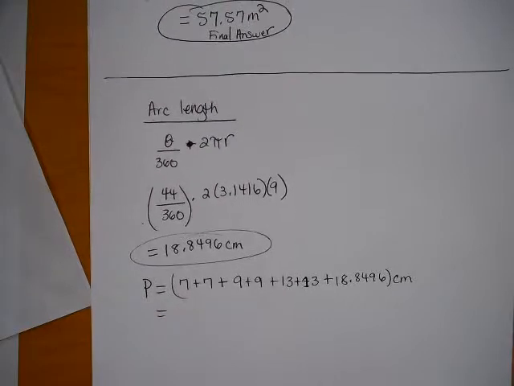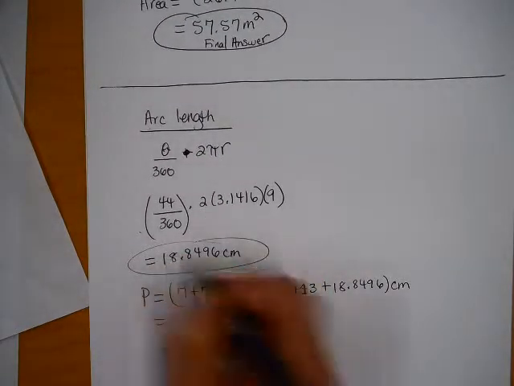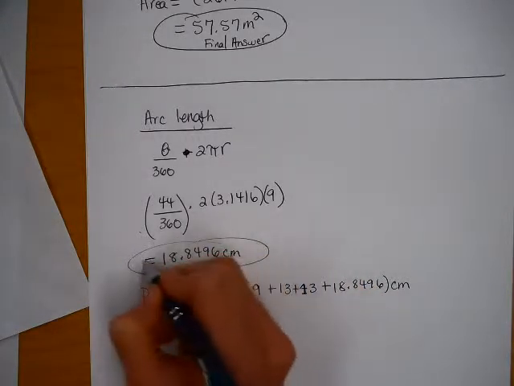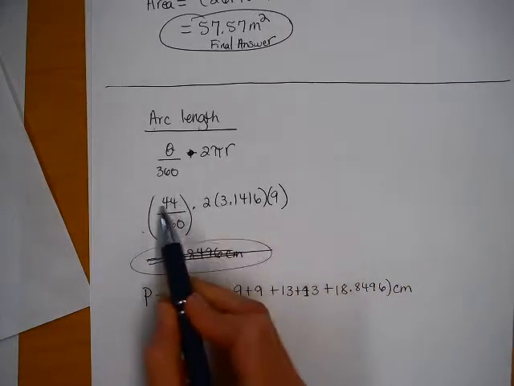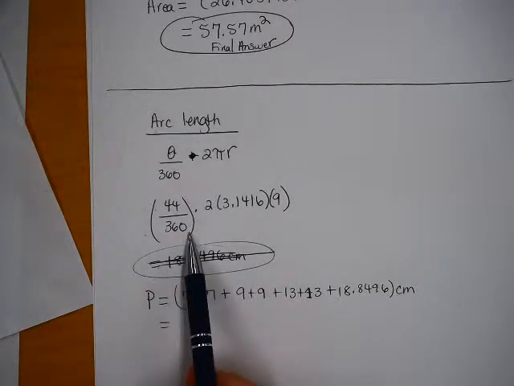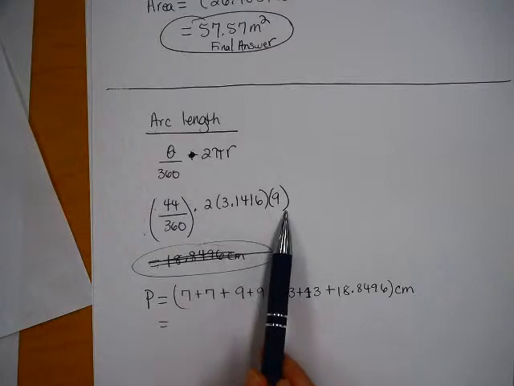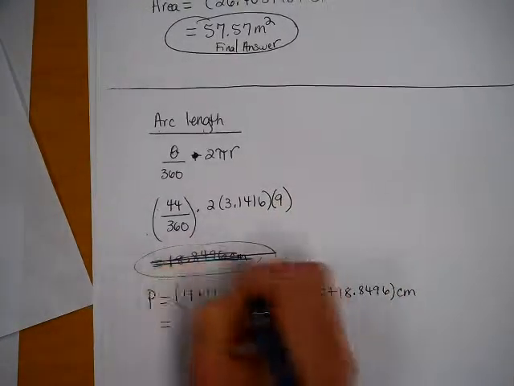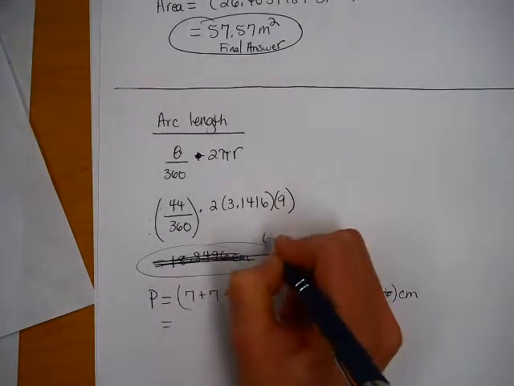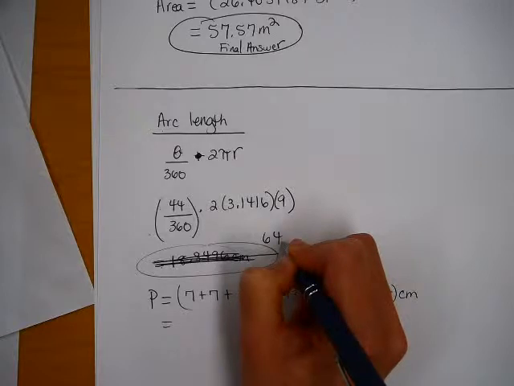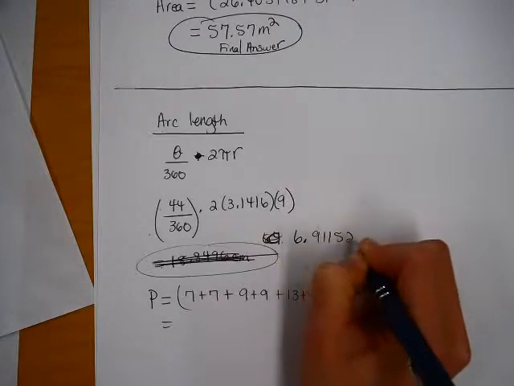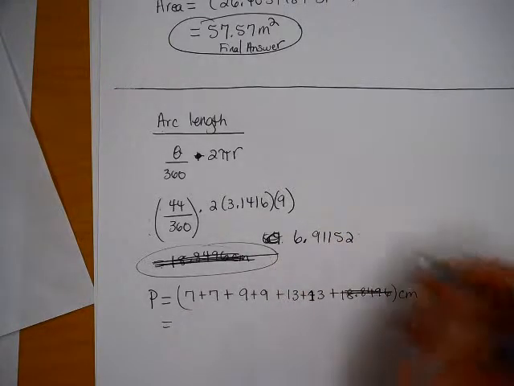I'm sorry, I think I gave the other problem's arc length here. Let me go back to this for just a second. I'm sorry, I was given part B there. If you've typed in parentheses 44 divided by 360 close parentheses times 2 times 3.1416 times 9, I'm sorry, this was not the correct arc length. That was for part B that we're about to do. The arc length should have been 6.91152, and that would be millimeters.